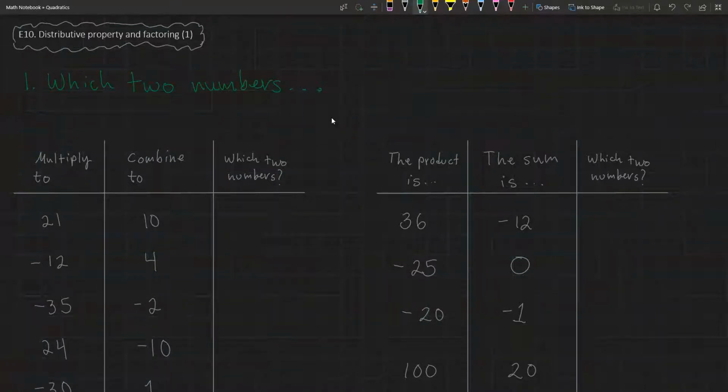One of the skills required to understand this idea is the good old distributive property. The other one comes in the form of a puzzle. I like to call it which two numbers. We have two charts here, or two tables. They work the same way, okay?